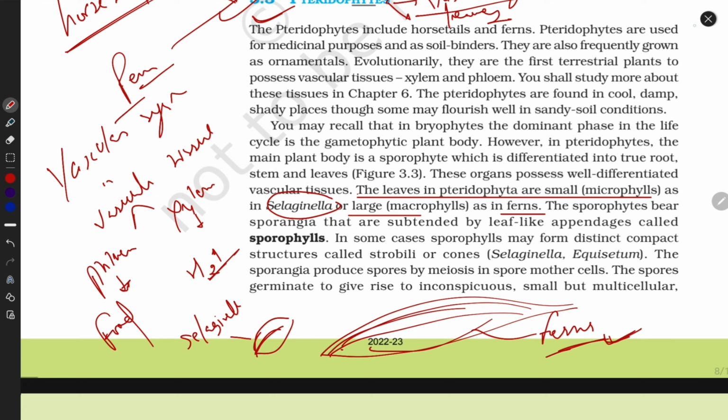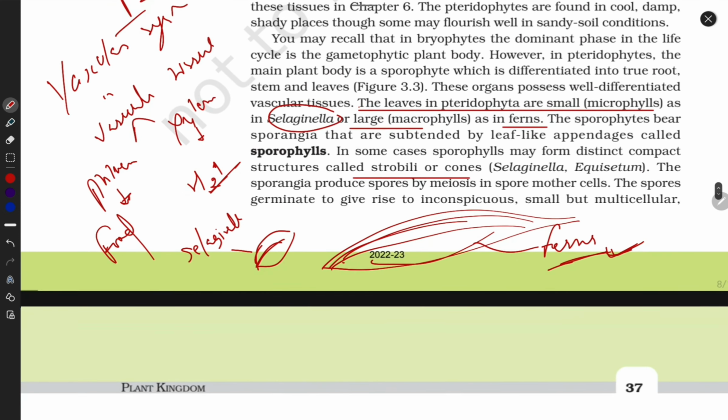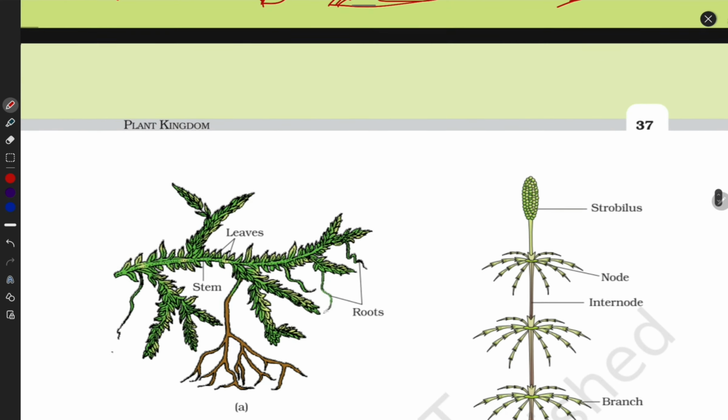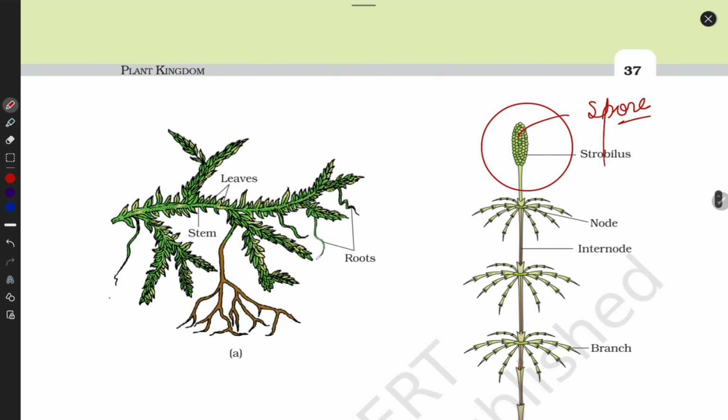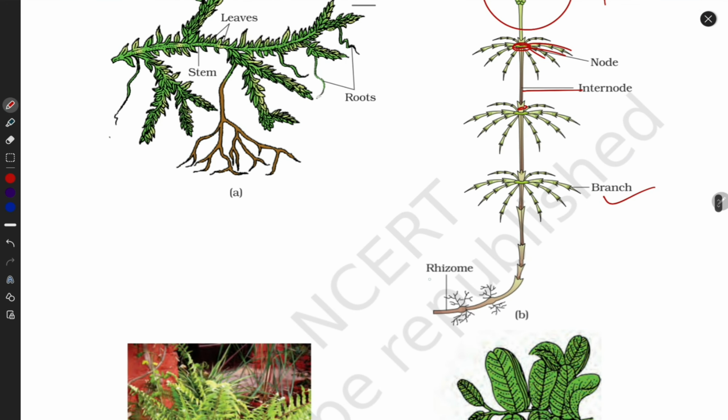Now what is the next thing? They have strobili, which are cone-like structures. This is the sporophytic part, and they produce spores. Look at here, this is the node where leaves arise. Between two nodes there are internodes. These are branches and this is the rhizome, not rhizoids, rhizome.